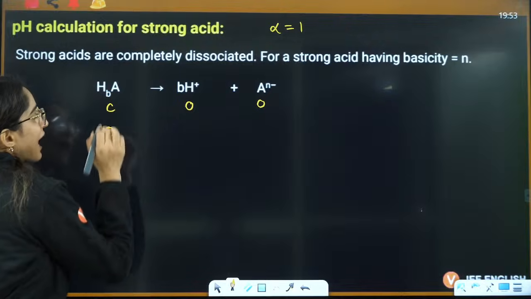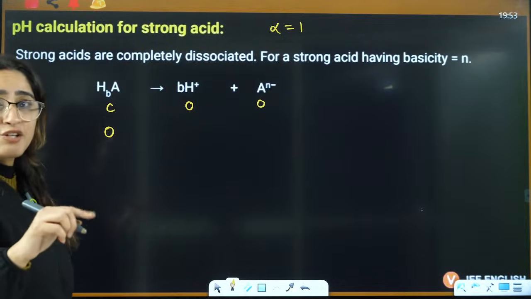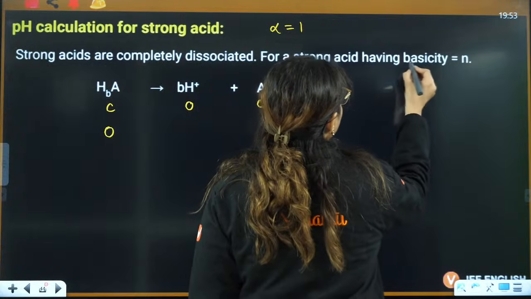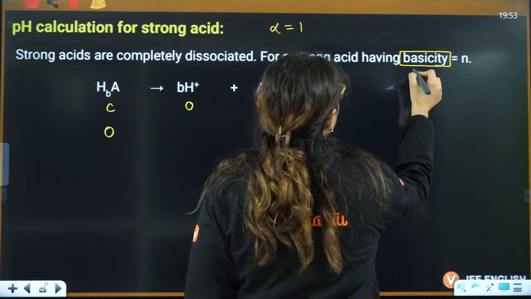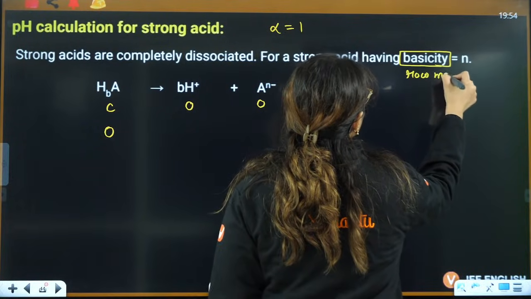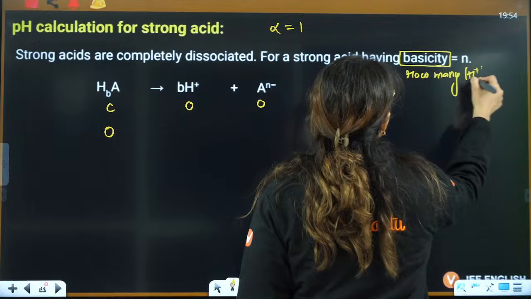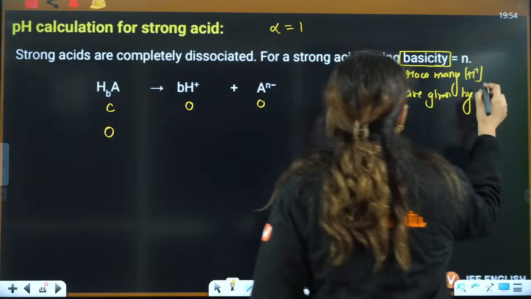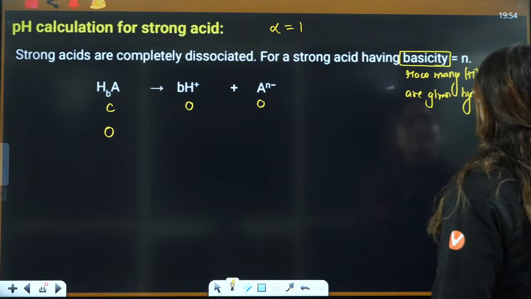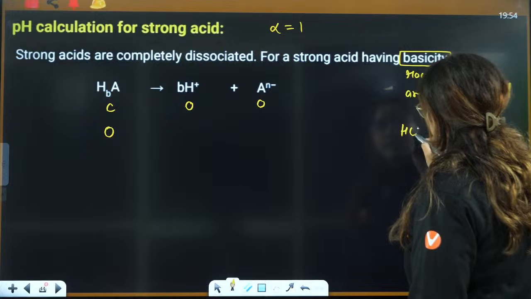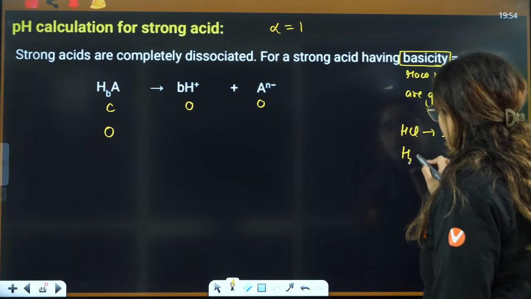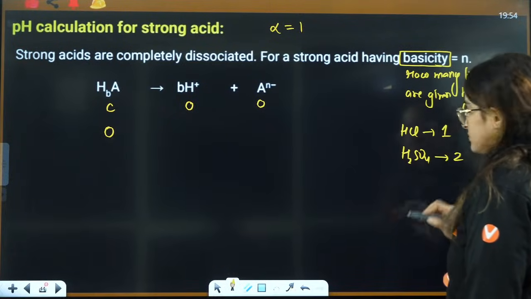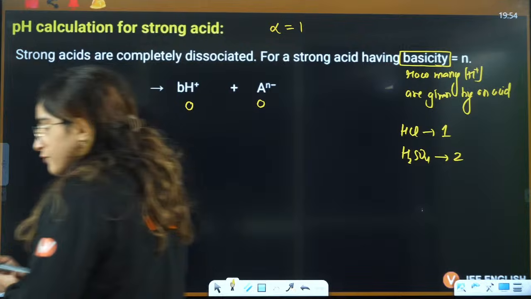And here, let's say B is the basicity. B is the basicity, that is how many H positive ions are given by an acid. For example, HCl gives you 1 H positive, H2SO4 gives you 2 H positive, right? So this is the basicity that we are defining.